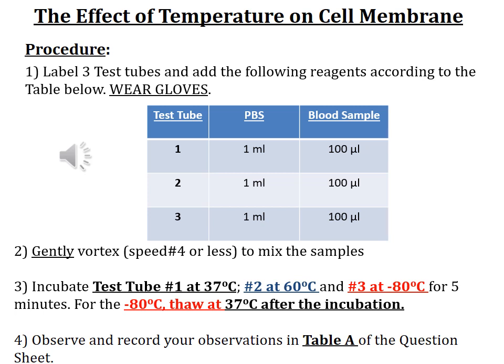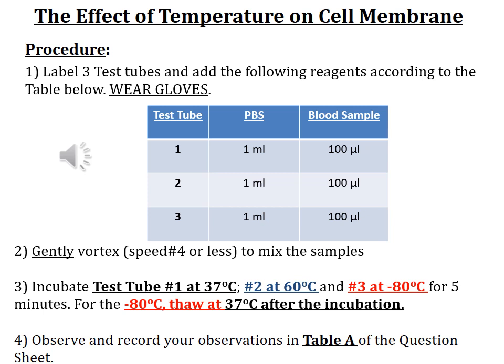And then you incubate at the different temperatures. So then you incubate test tube number 1 at the normal body temperature of 37 Celsius, and number 2 at 60 Celsius, which is an extreme temperature. So what do you guys think? Is there going to be hemolysis or no hemolysis?